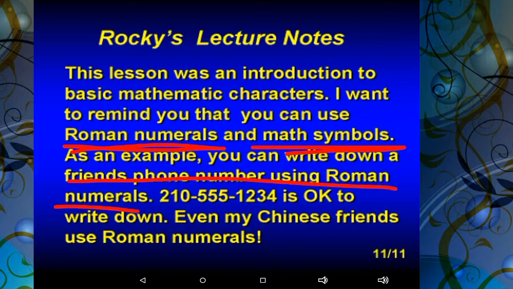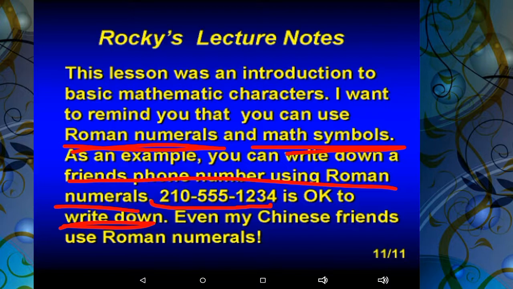So, if your friend asks you for your phone number, or you write down somebody's phone number, you could write it down, and it's okay. You can actually write 210-555-1234, and it's okay for you to use those Roman numerals. You don't have to use the Chinese writing all the time, especially when you're out in the streets and you're talking to friends. I'm showing you more the formal way to write, okay? Because it's always best that you learn the formal way, and then you can use the informal way.